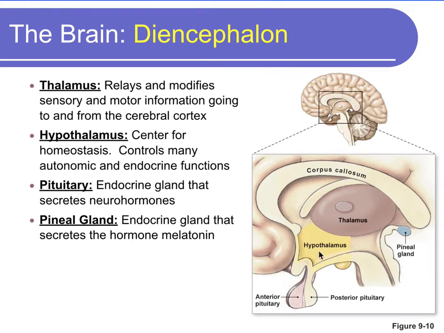The hypothalamus, shown here in yellow, controls a lot of things that are important for homeostasis. And we'll look at all of the things that it controls in the next slide. It also can influence the pituitary, and the pituitary is important for hormone secretion. And then the pineal gland back here is an endocrine gland, and this guy secretes the hormone melatonin.